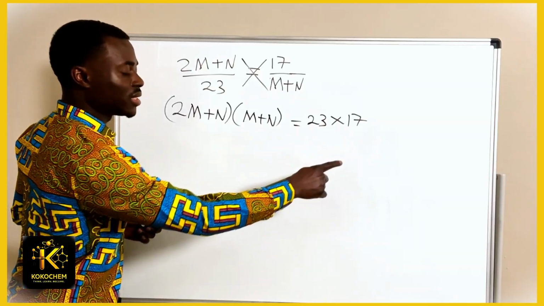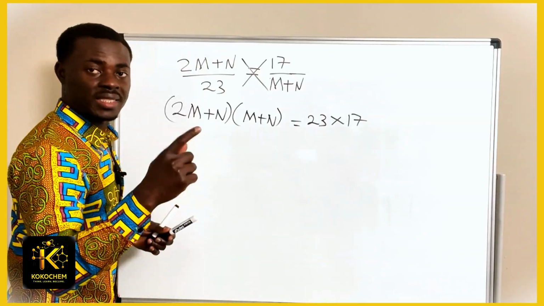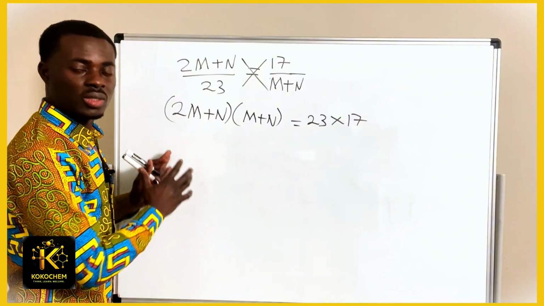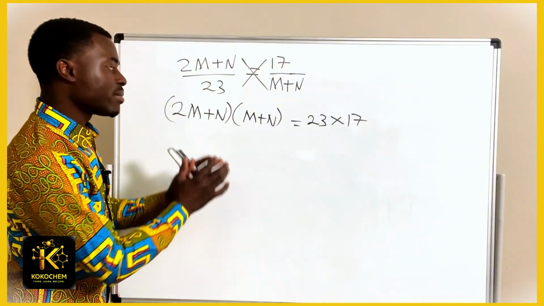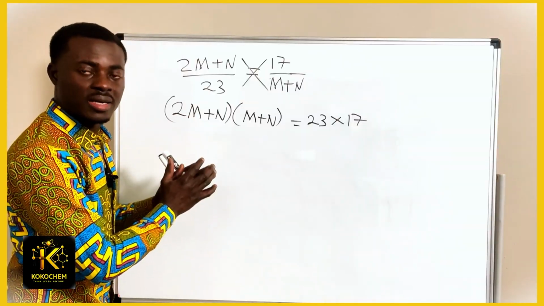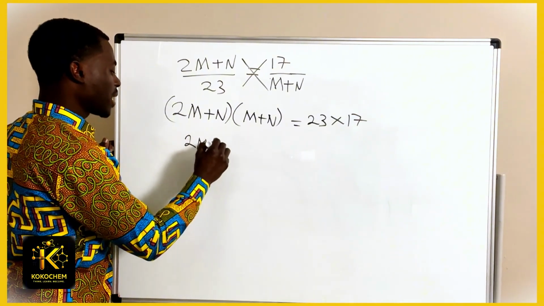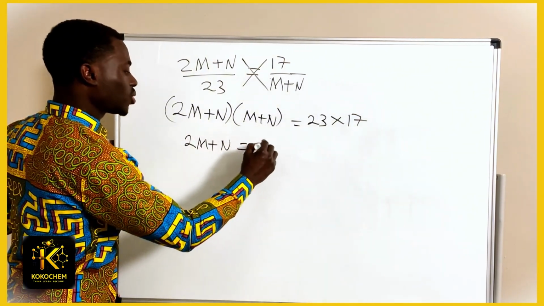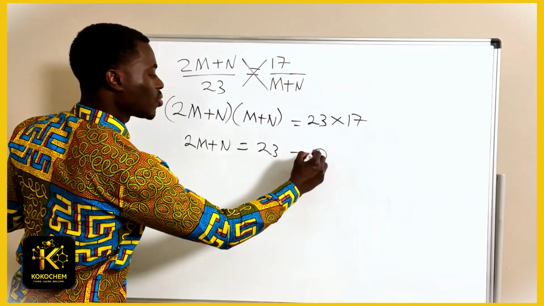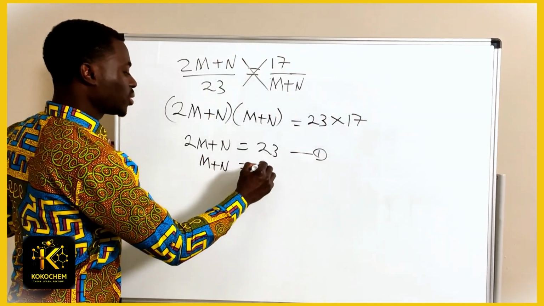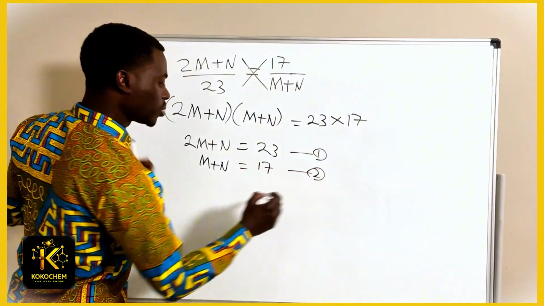23 times 17: the 23 has a number, the 17 has a number, and the other side has variables. We need two equations: 2m + n = 23 (equation 1) and m + n = 17 (equation 2).